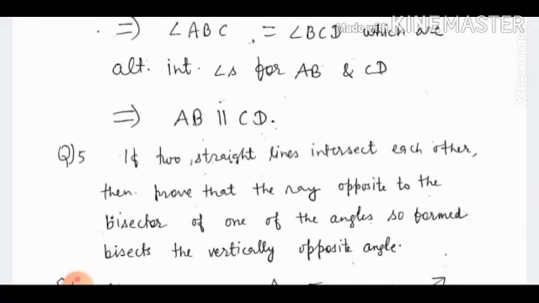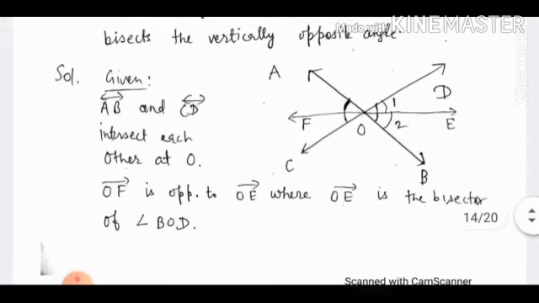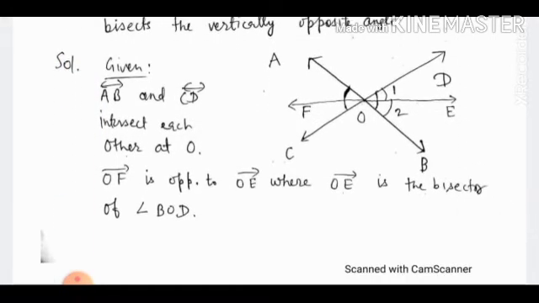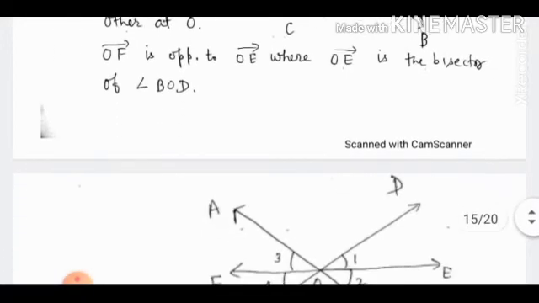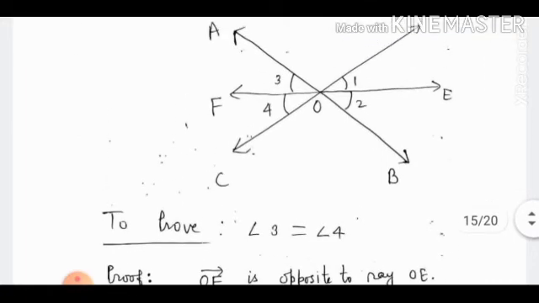If two straight lines intersect each other, then prove that the ray opposite to the bisector of one of the angles so formed bisects the vertically opposite angles. Here given line AB and line CD intersect each other at O. OF is opposite to OE, where OE is the bisector of angle BOD. We have to prove angle 3 is equal to angle 4.